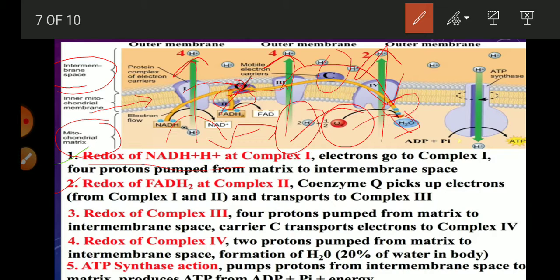Now, ATP synthase action pumps protons from the intermembrane space to the matrix and produces ATP. In the intermembrane space, protons are in a high gradient, so they move inward through this complex, that is ATP synthase. By the movement of protons, this energy is utilized to phosphorylate ADP plus Pi to ATP.